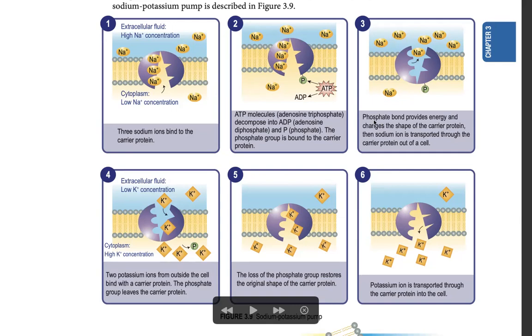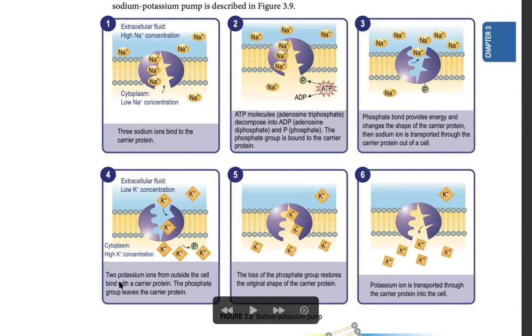Okay, so apa yang akan jadi? Phosphate bond provide energy and change the shape of carrier protein. So once the phosphate attached to the carrier protein, this can give energy to the carrier protein to change its shape. Okay, so this will allow the sodium to be transported, get out from the cell. Boleh faham? Okay, ini contoh pertama.